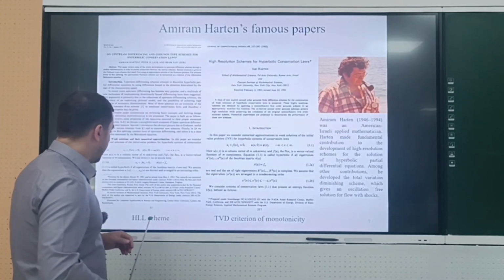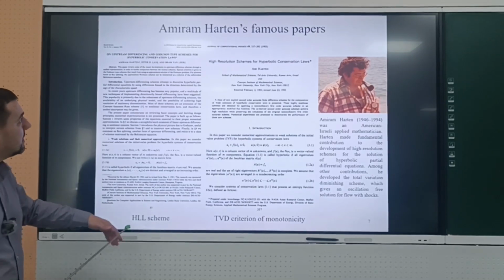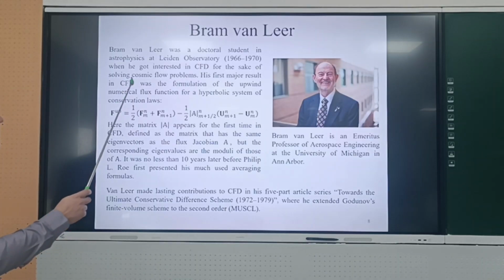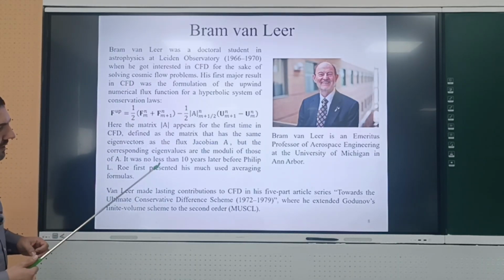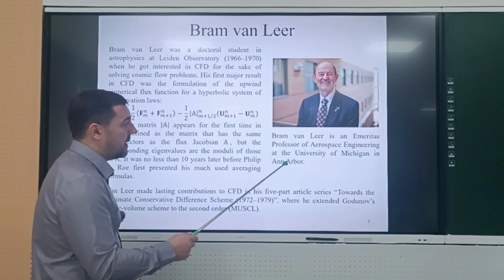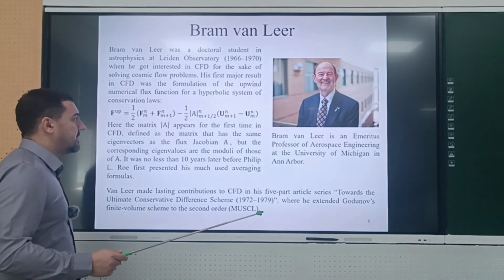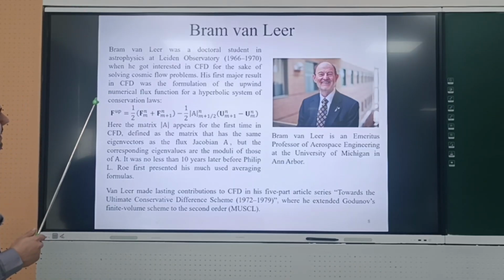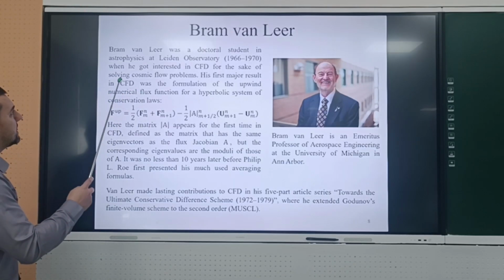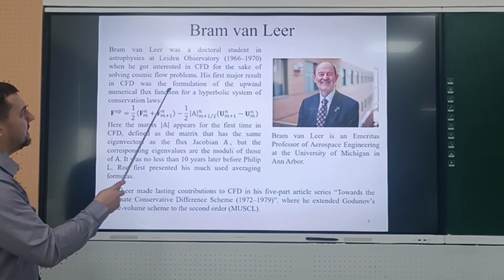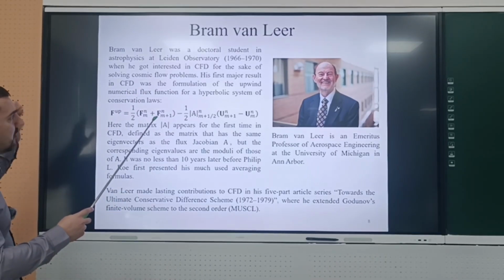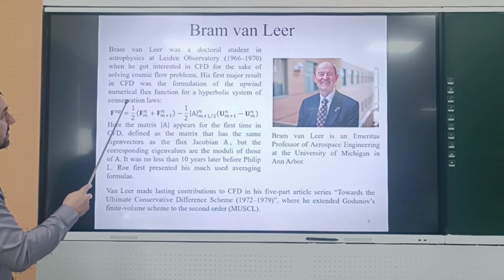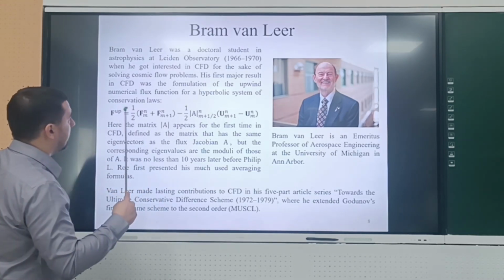So the first author of the HLL paper is Harten, Amiram Harten. The second author is Lax, and the third one is Bram van Leer. He is also very important. He is still an emeritus professor at the University of Michigan in the United States, but actually he is from the Netherlands. He was a doctoral student in astrophysics when he got interested in CFD for the sake of solving cosmic flow problems. His first major result in CFD was the formulation of the upwind numerical flux function for a hyperbolic system of conservation laws.